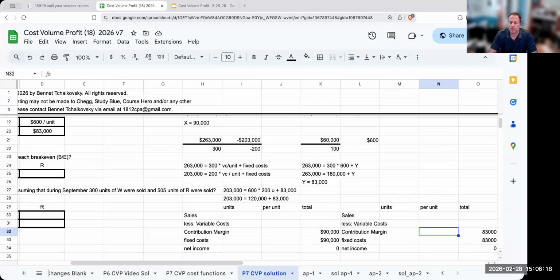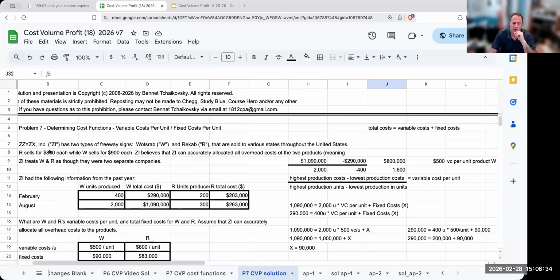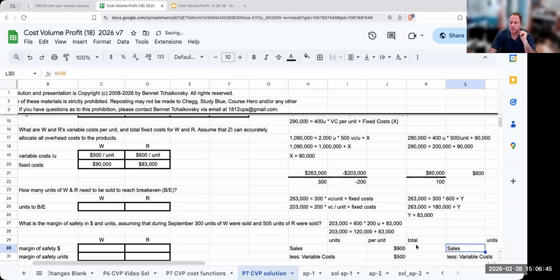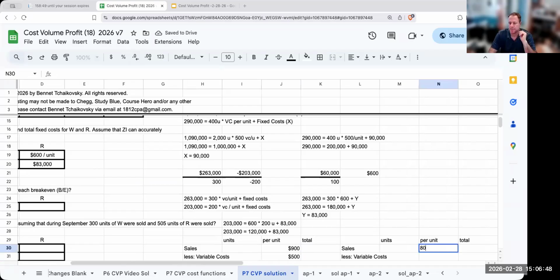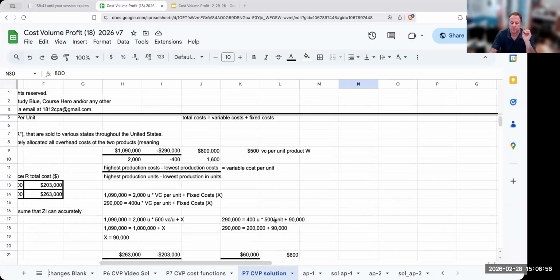So how do we go through and do this from here? Well, we know that our variable cost per unit is going to be 500, right over here for product W. But how do we figure out the contribution margin? Well, if we look up here, I'm told that product W sells for 900, and I'm also told that product R sells for 800. So right up here, I'm given this data: R sells for 800, while W sells for $900 each.